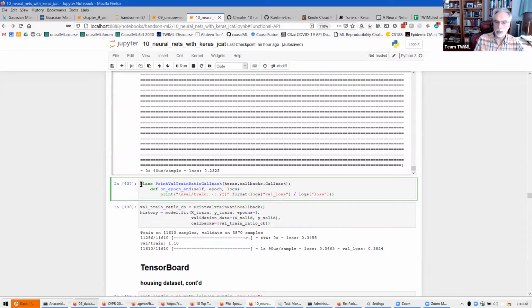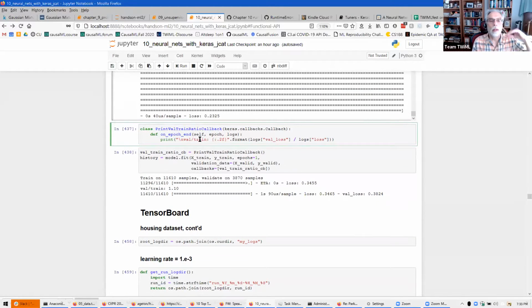And now the next example is how to make your own callback. So you define a class that inherits from the callback class, and then you write a method to do some kind of computation. I suppose the method could also produce some plots, some graphics as well. But anyway, that's just one example. And the callback here is to print the ratio of the validation loss to the training loss. And remember that that's usually going to be, we expect it to be less than 1, but we want it to be close to 1 to indicate that we're not suffering from overfitting.